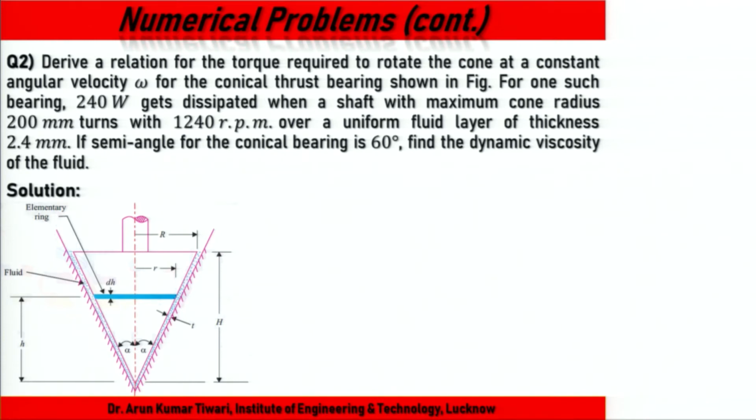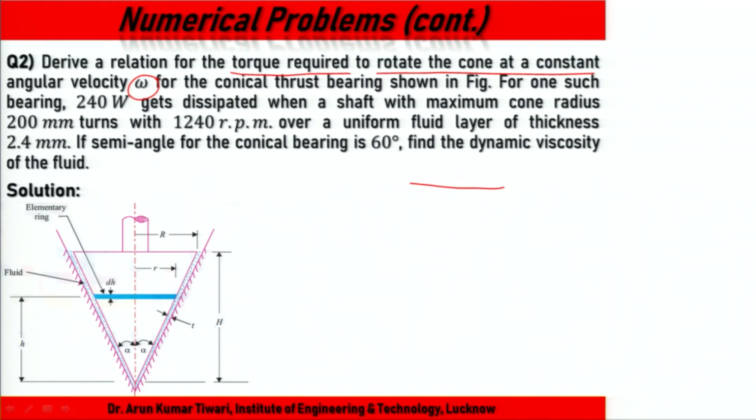Derive a relation. This is a very fundamental and very important problem. Derive a relation for the torque required to rotate a cone at a constant angular velocity omega for the conical thrust bearing shown in the figure. This is the figure. Just see the figure.